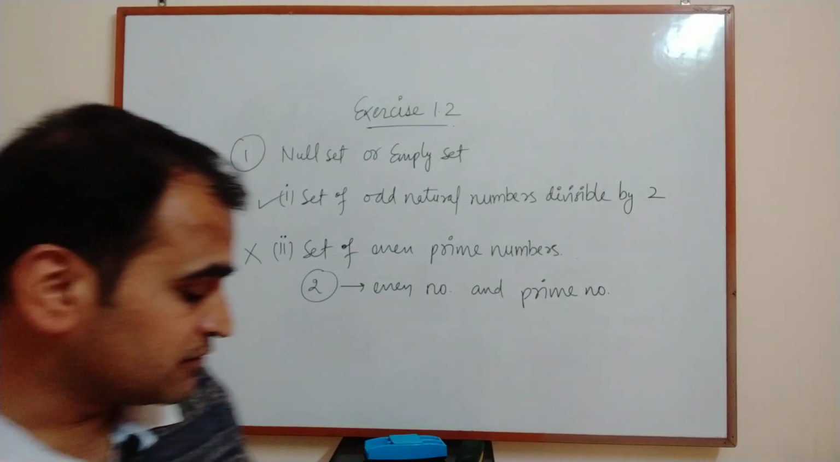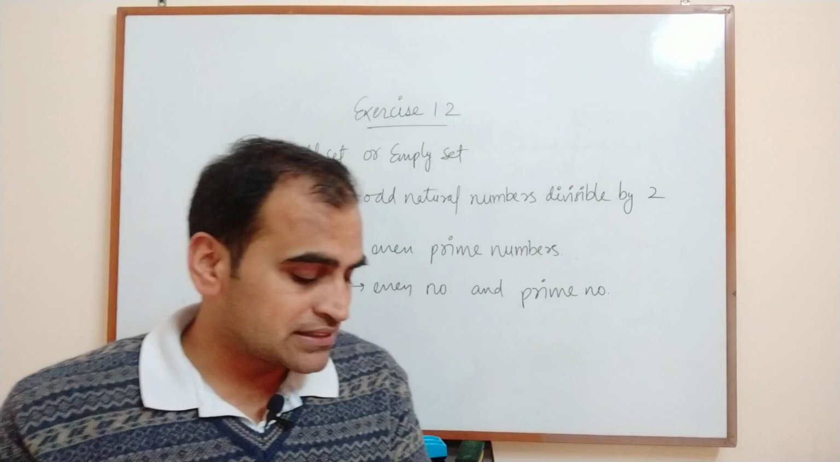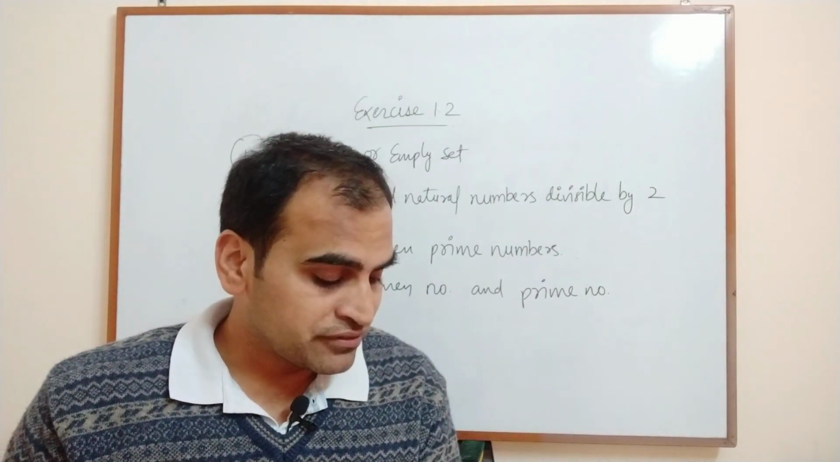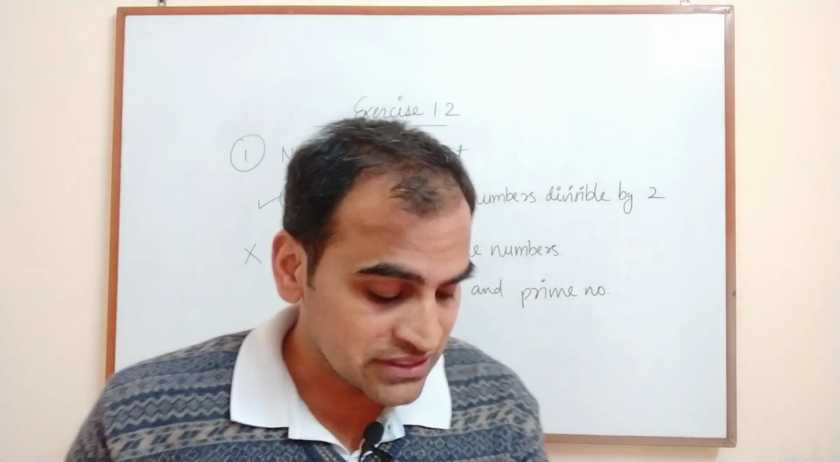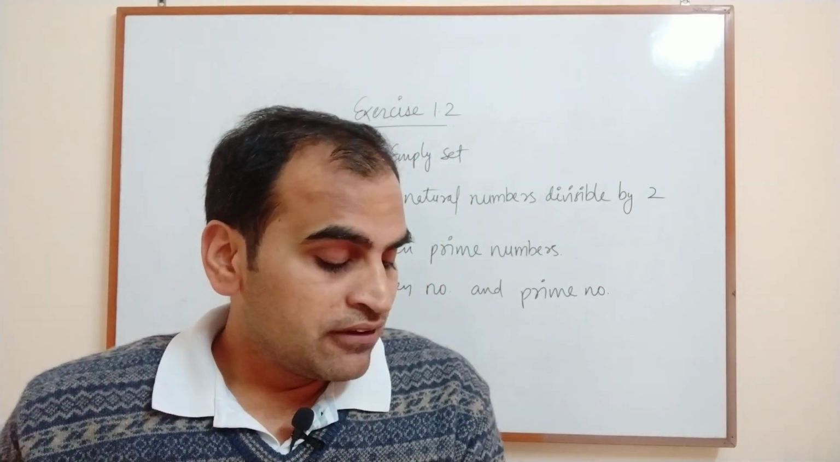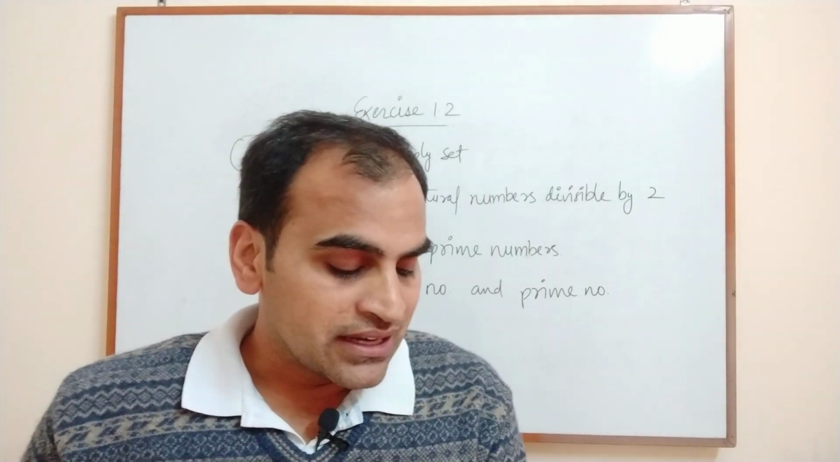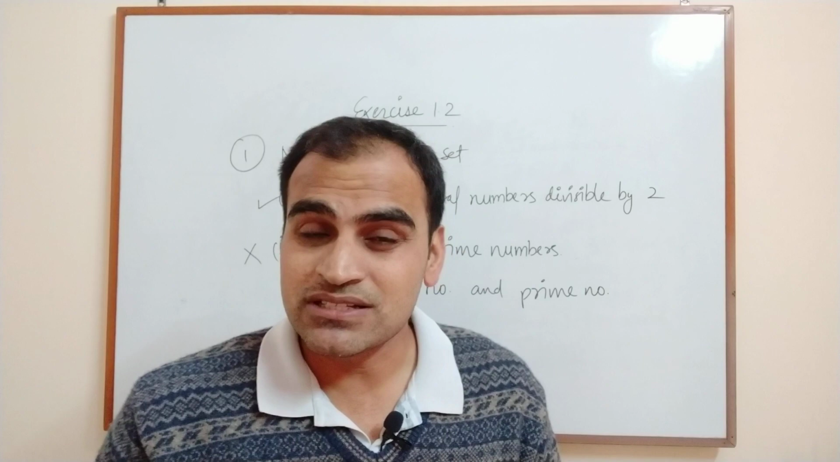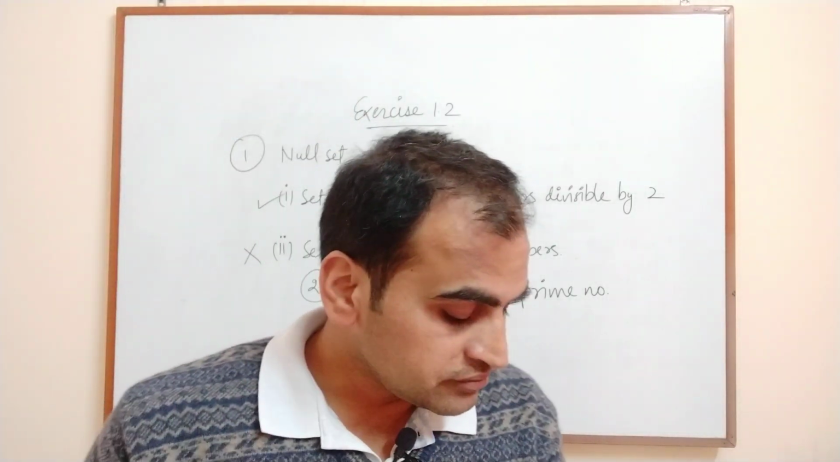The third one is x is a natural number which is greater than 7 and less than 5. So x is less than 5 and greater than 7. There is no natural number which satisfies both conditions, so it is an empty set. Next, y such that y is a point common to any two parallel lines. There is no point common between two parallel lines, so it is also an empty set.